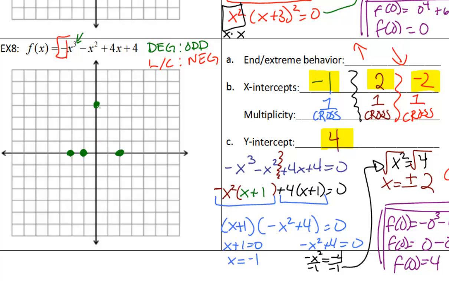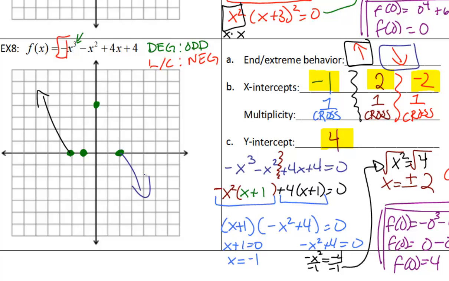Stick your end behavior on. So what's the furthest left I go? The furthest left I go is over here at negative 2. I need to go up. What's the furthest right I'm going? Well, the furthest right I'm going is at positive 2, and I need to go down. So my end behavior's on there.